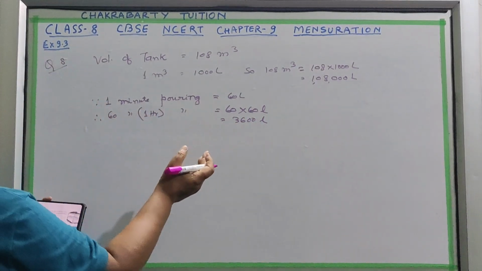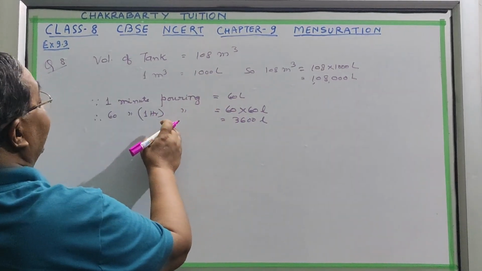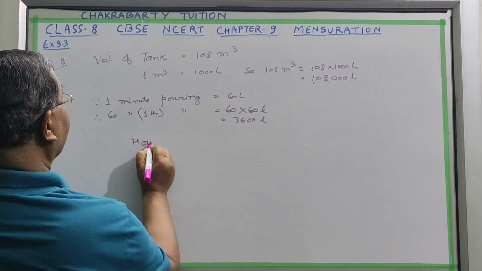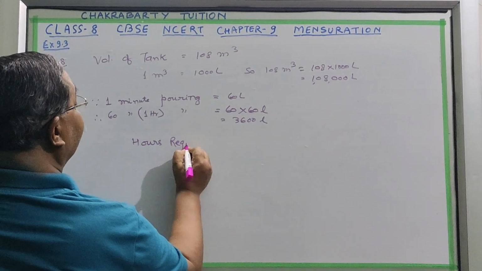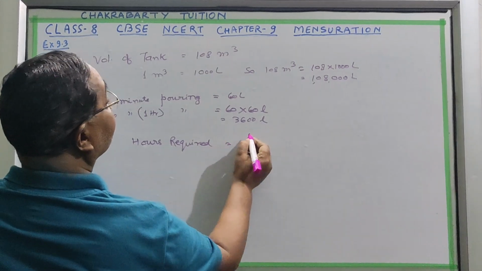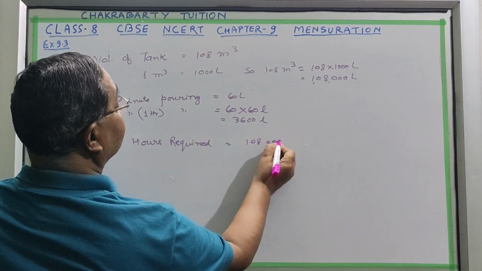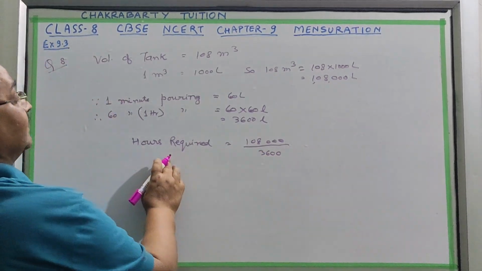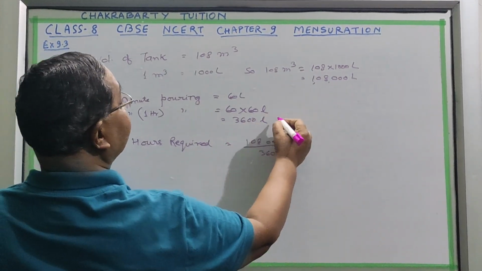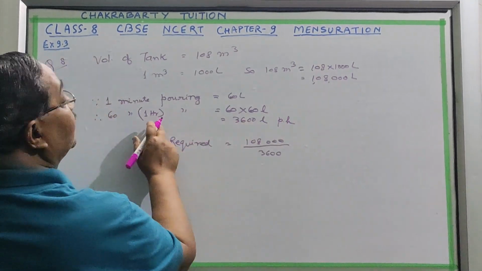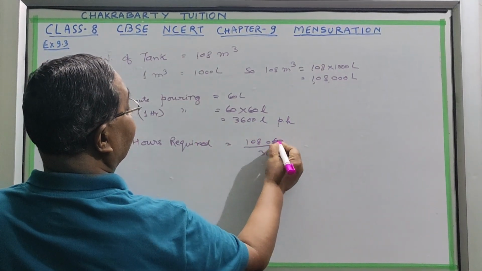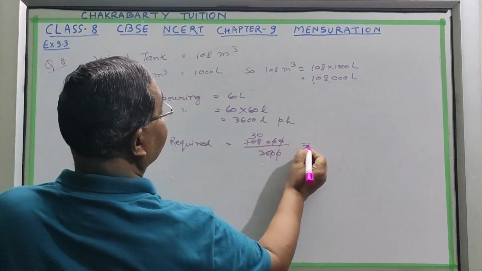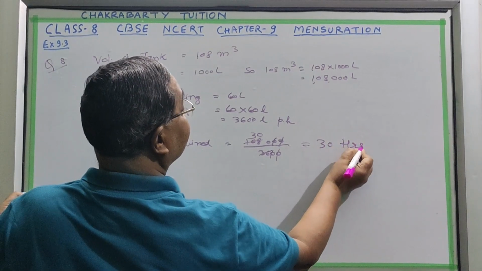Now we can find out how many hours the tap will take to fill this much. So hours required to fill the tank: hours required is equal to 108,000, this is the capacity, and the speed is 3600. So hours required will come because we have found this liter per hour. So here it will cancel, 36 3 13 and 0. So the answer will be 30 hours. This will be your answer.